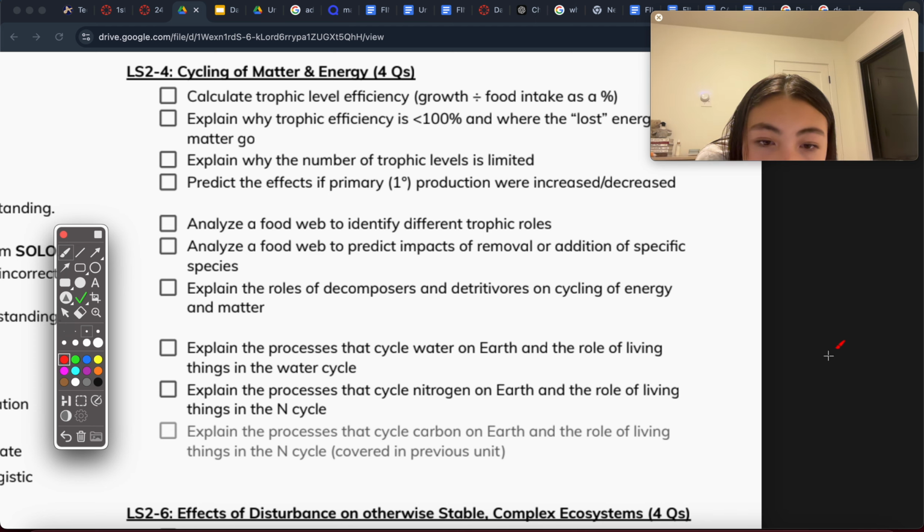Process of cycling nitrogen on Earth. I think I did this in my first video, and I don't want to do it again. But that's just nitrogen-fixing bacteria, nitrifying bacteria and whatnot. Sorry if you can hear that. Basically all that does is make more nitrogen available to the plants in the soil. That's what that does.